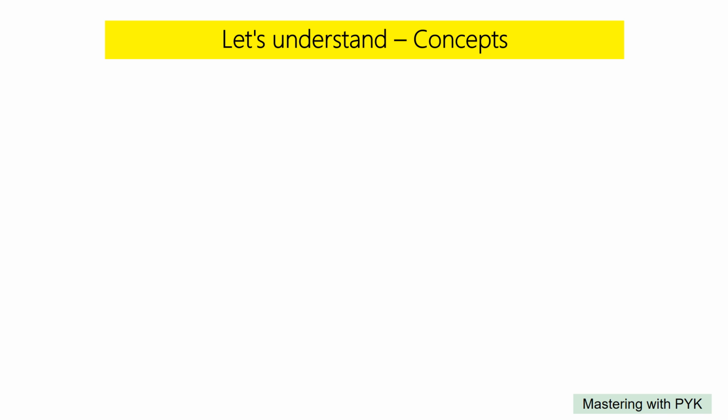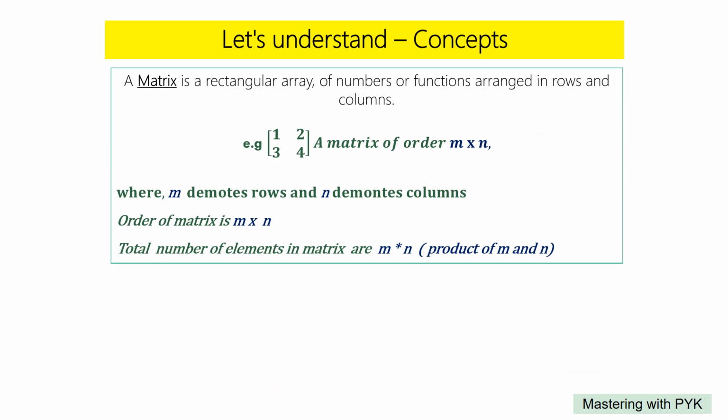So before we proceed, a few concepts. Let's define matrix. A matrix is a rectangular array of numbers. Here the numbers can be positive or negative, or it can be a function, arranged in rows and columns. So let's start with this example. Say the matrix A is denoted by square bracket 1, 2, 3, 4.